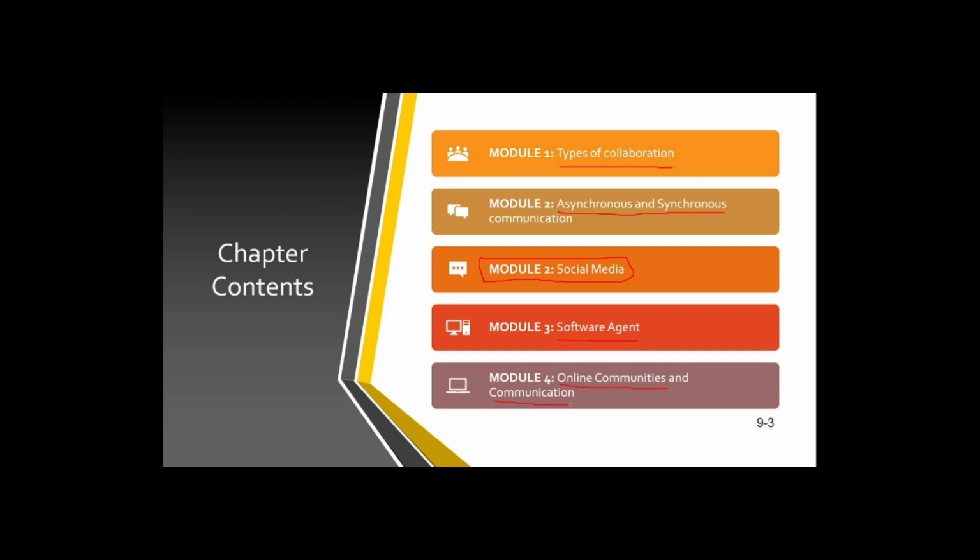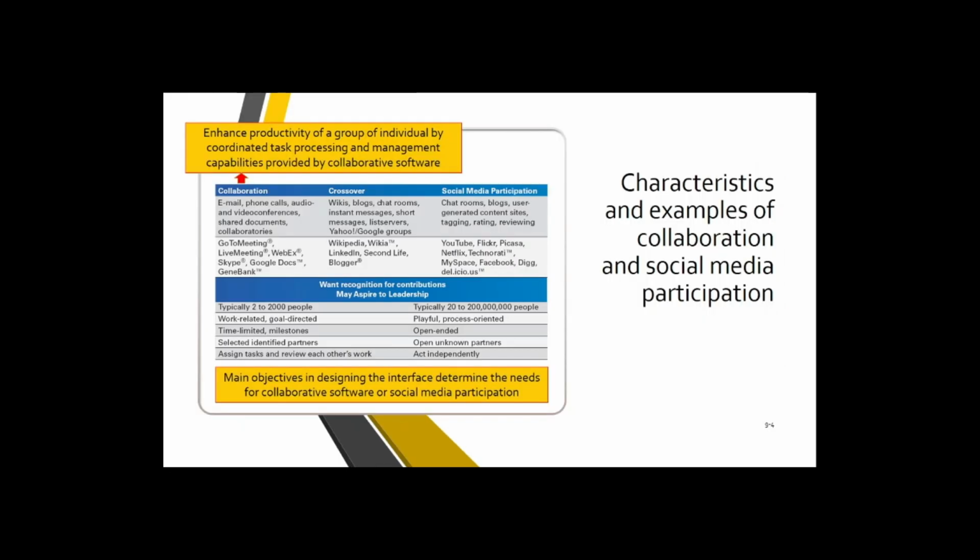Things that are discussed in this chapter, such as collaborative software, social media participations, software agents, and also online communities, can be embedded into your interface and application design so that it could enhance user experience when using the applications. So we will begin with the first subtopic for this chapter, types of collaboration.